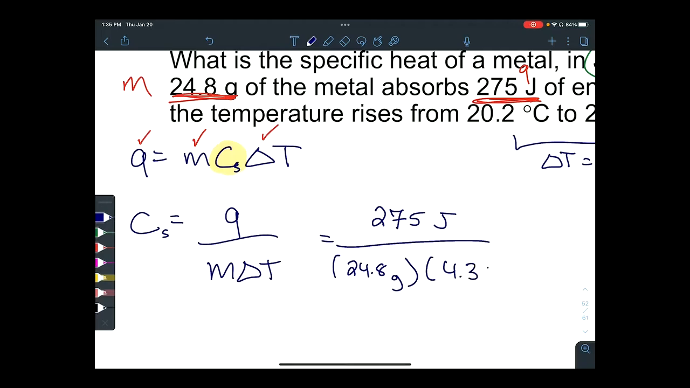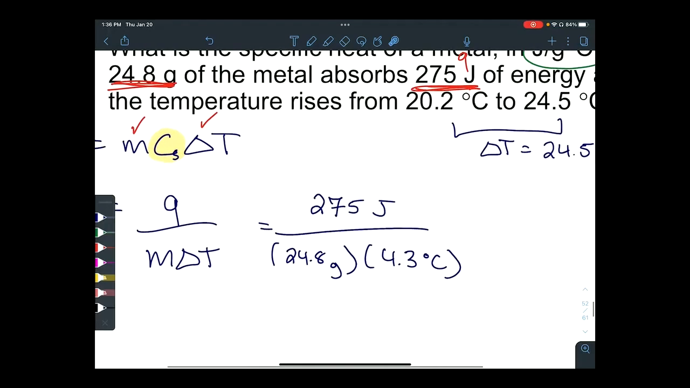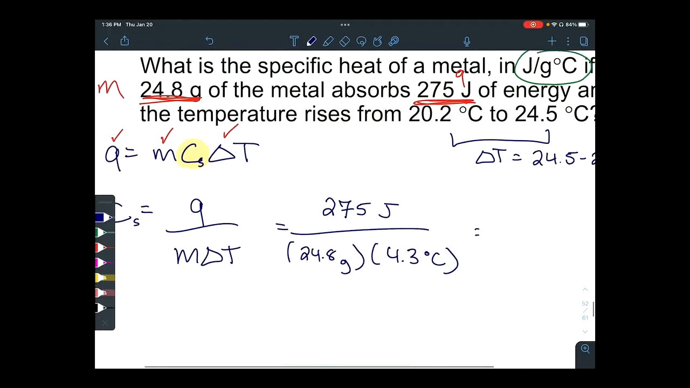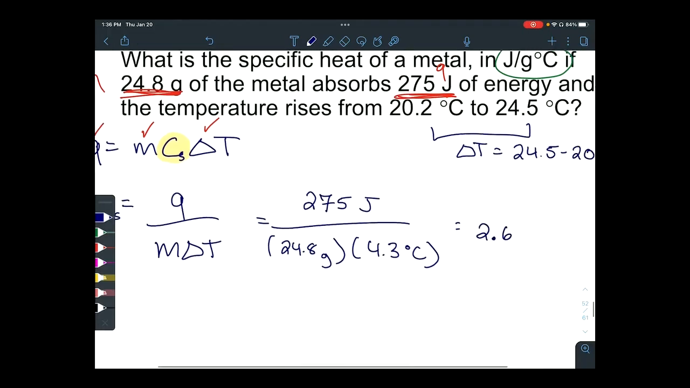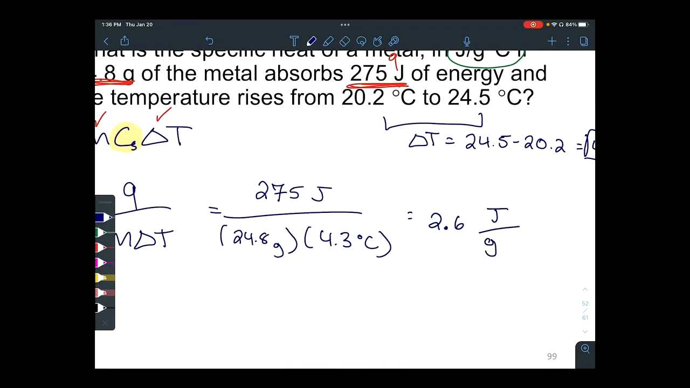So based upon all this, that's all multiplication and division, how many sig figs should our answer have? 2, right? Because energy has 3, mass has 3, but temperature has 2. So we should have 2 sig figs at the end. So 275 divided by 24.8 divided by 4.3. So the specific heat of this metal is 2.6 joules per gram degree Celsius.